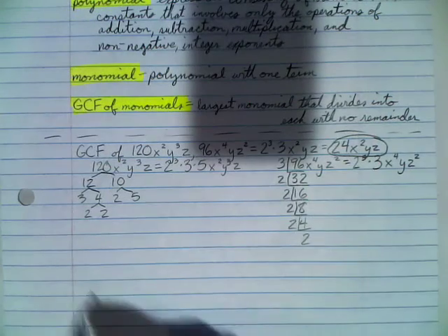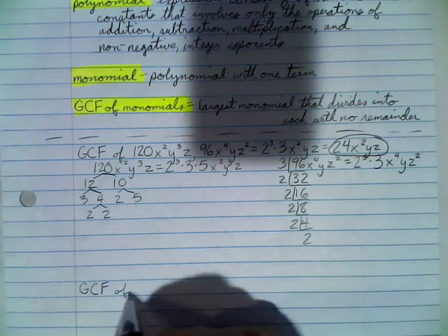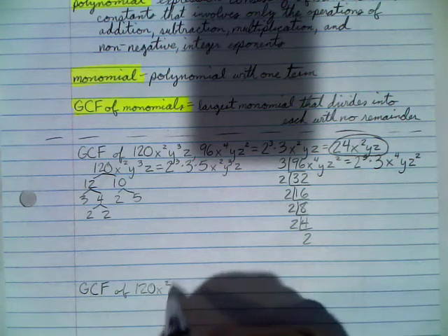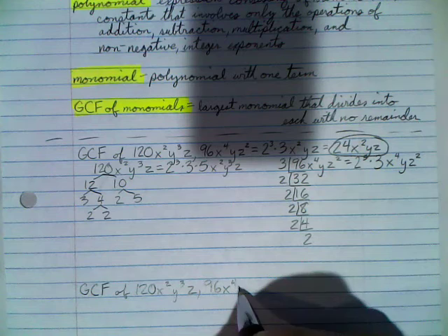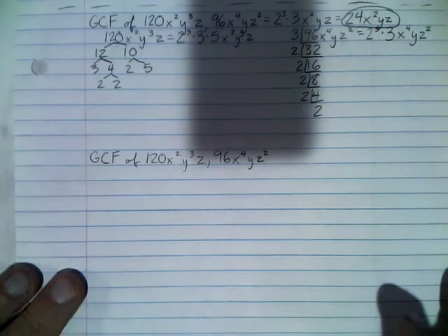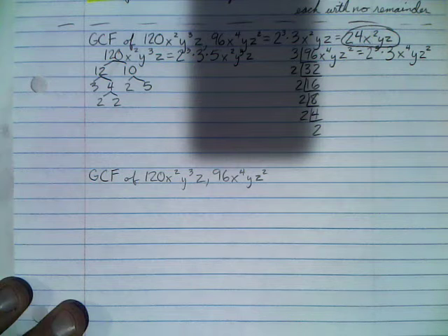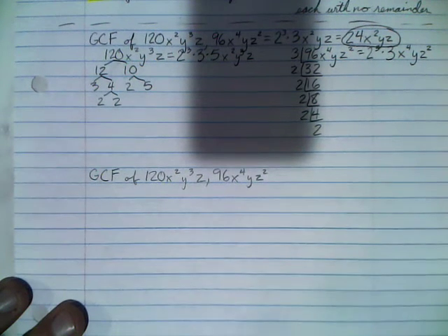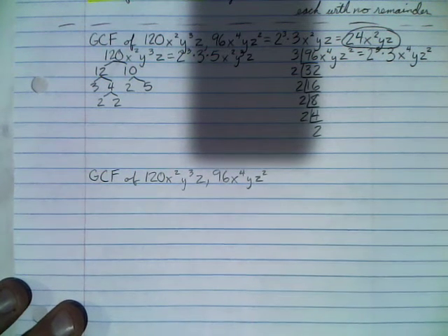Another method that we can use here, and I'm going to reuse the GCF of 120 x squared y cubed z and 96 x to the 4th y z squared. So another method that we can use here, and there are tons of methods out there, but I'm just going to teach you two, is going to look a lot like division by primes. It's going to be an upside down division, but we don't specifically have to use primes here.